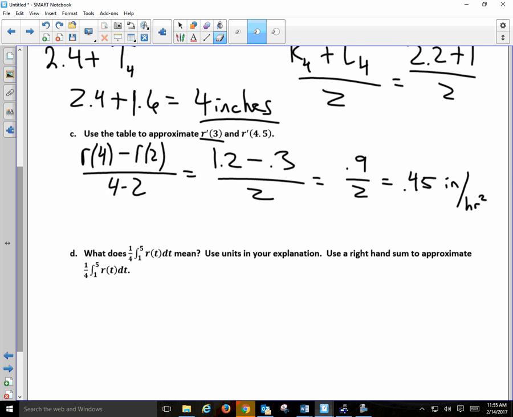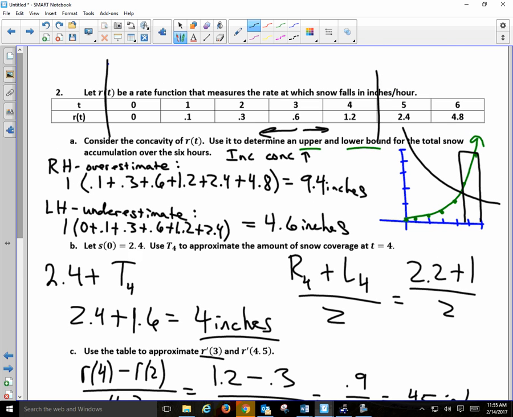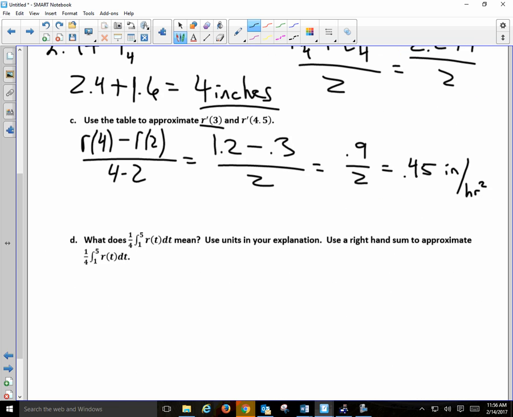Now it says r prime of 4.5. Well, do you see 4.5 up there? No, that would be right here though, right? It'd be right at this spot. So yeah, we'll use 4 and 5. Very good. So r prime of 4.5 is approximately equal to whatever r of 5 is minus r of 4 over 5 minus 4.